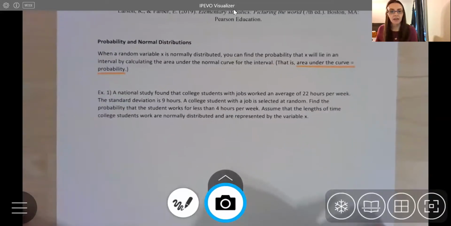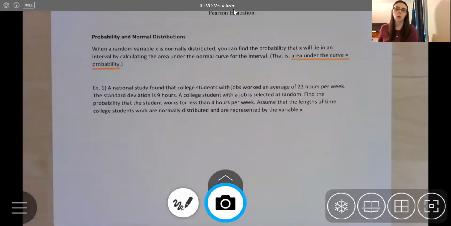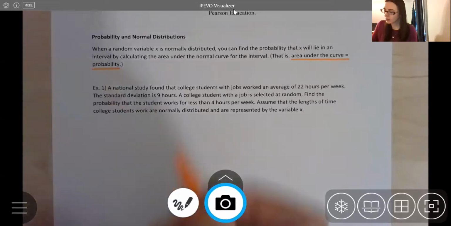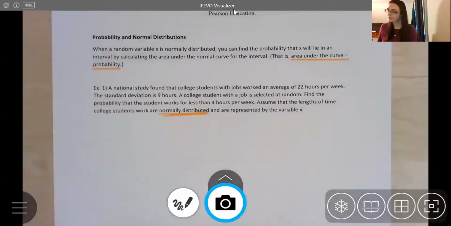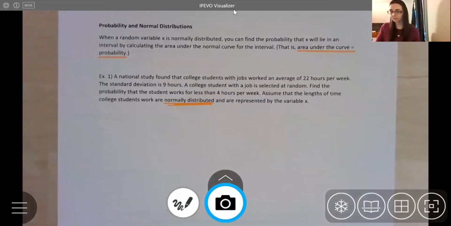A national study found that college students with jobs worked an average of 22 hours per week. The standard deviation is 9 hours. A college student with a job is selected at random. Find the probability that the student works for less than 4 hours per week. Assume the lengths of time of college students' work are normally distributed and are represented by the variable x. So, normally distributed. If you see normally distributed, we're thinking that bell-shaped curve.